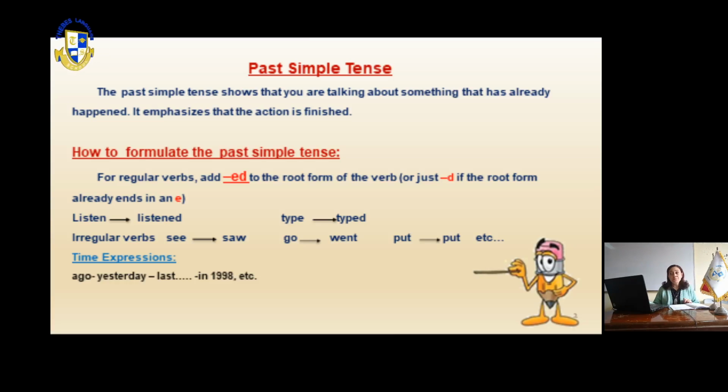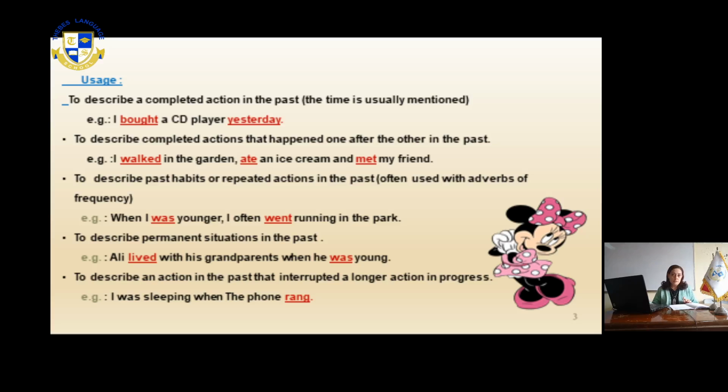Slide number 3. Talking about when we are going to use this tense. For example, we can use it to describe a completed action in the past. The time is usually mentioned. I bought a CD player yesterday. When? It happened yesterday. That's why I'm using here past simple. To describe completed actions that happened one after the other in the past. I walked in the garden, ate an ice cream, and met my friend. A lot of past actions, one happened after the other. That's why I use past simple for all of them.